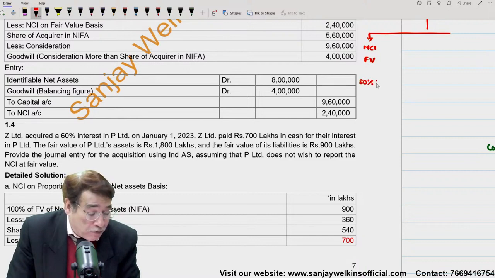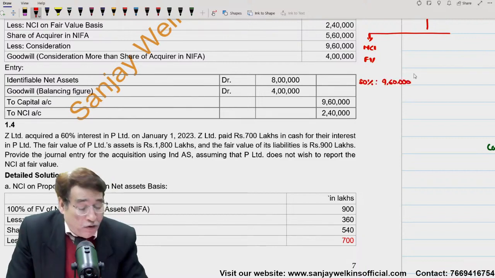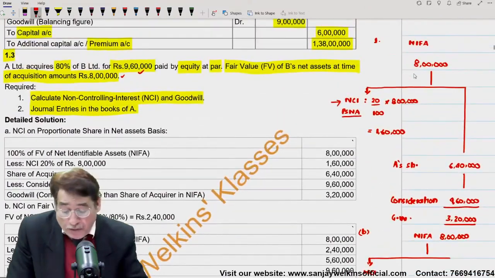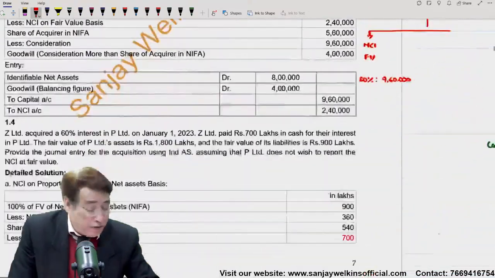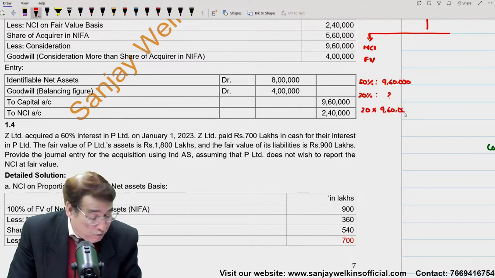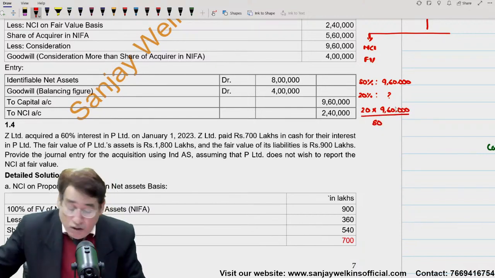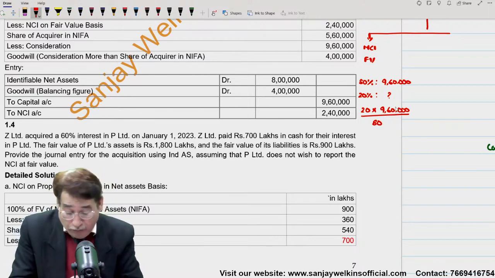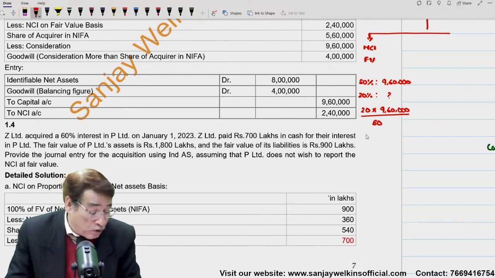In order to compute the NCI at fair value, what am I supposed to do? For 80%, we are paying 9,60,000, isn't it? For 80%, we are making a payment of 9,60,000, correct? So now I will take 20%. What will be the value of 20%? That is equal to 20 into 9,60,000 divided by 80. So how much will it be? 960 divided by 4. Yes, it comes to 2,40,000.